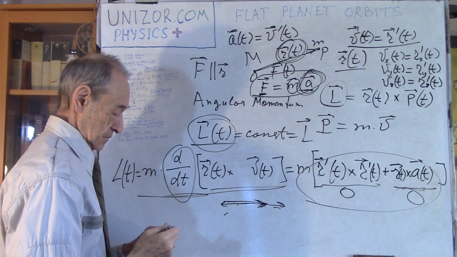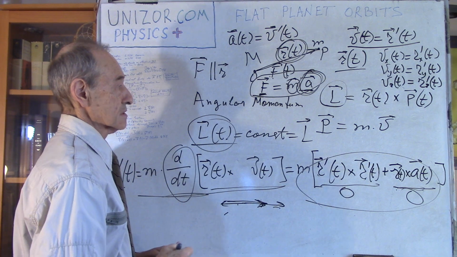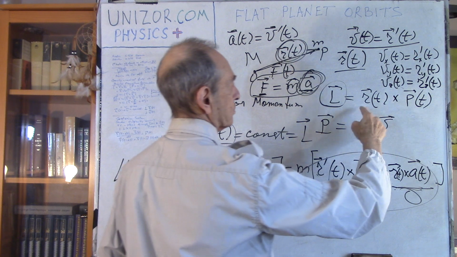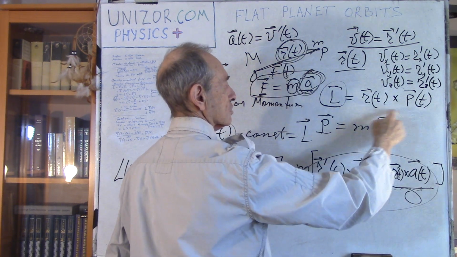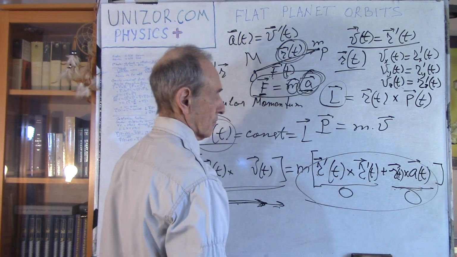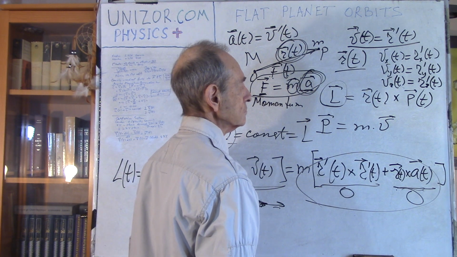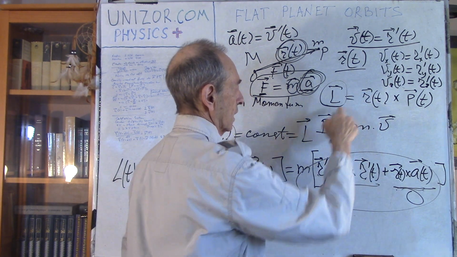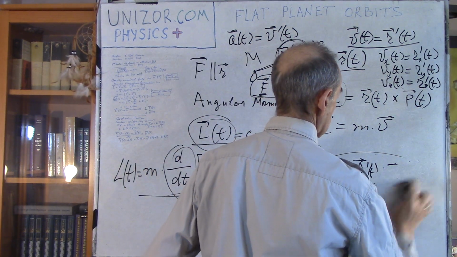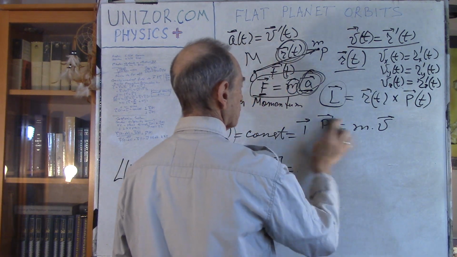Great. It means that our angular momentum vector, which is again the vector multiplication of position and impulse, momentum, the linear momentum of movement, is constant. Okay, that's very, very important. Now this is something which I did prove before.